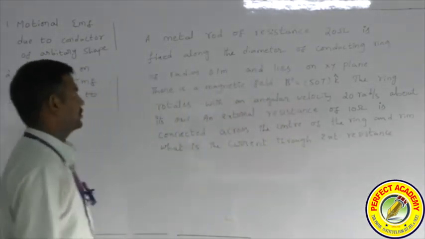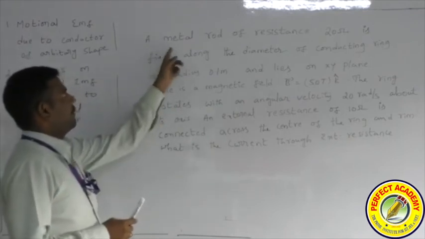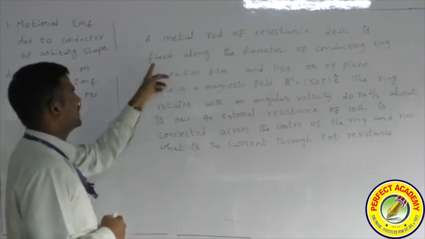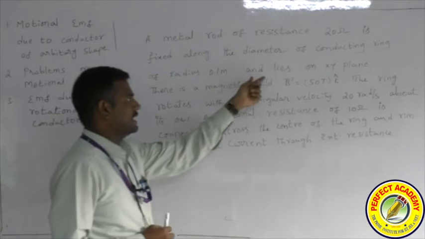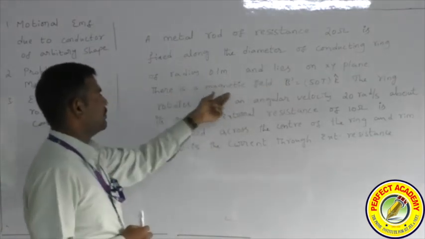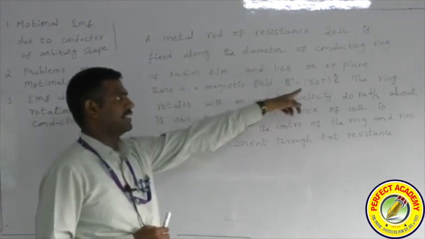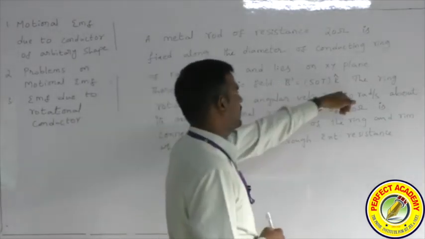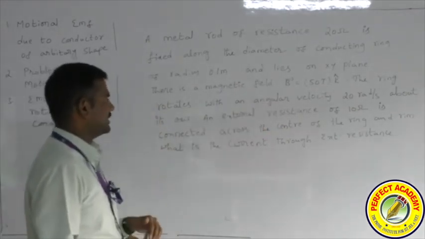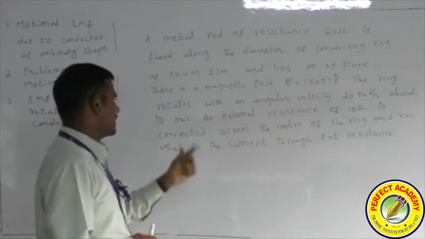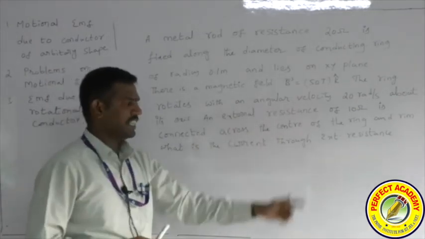Right, so let us do this problem. A metal rod of resistance 20 ohm is fixed along the diameter of a conducting ring of radius 0.1 meter and lies on the xy plane. There is a magnetic field B equals 50 Tesla k cap, that means it is acting along the positive z axis. The ring rotates with an angular velocity of 20 radian per second about its axis. An external resistance of 10 ohm is connected across the center of the ring and the rim. Then what is the current through the external resistor?